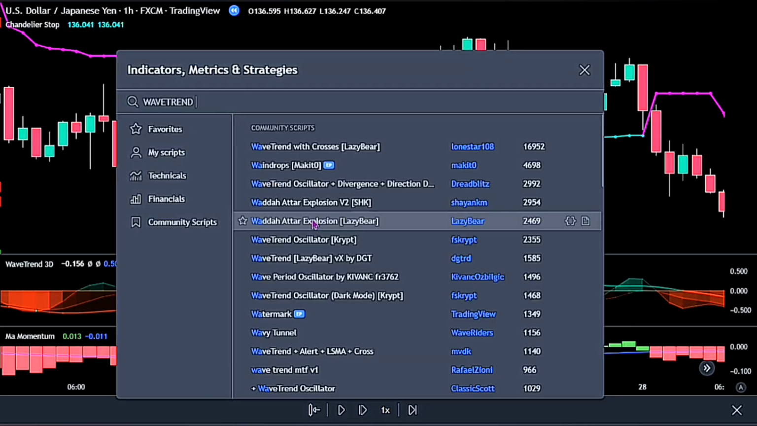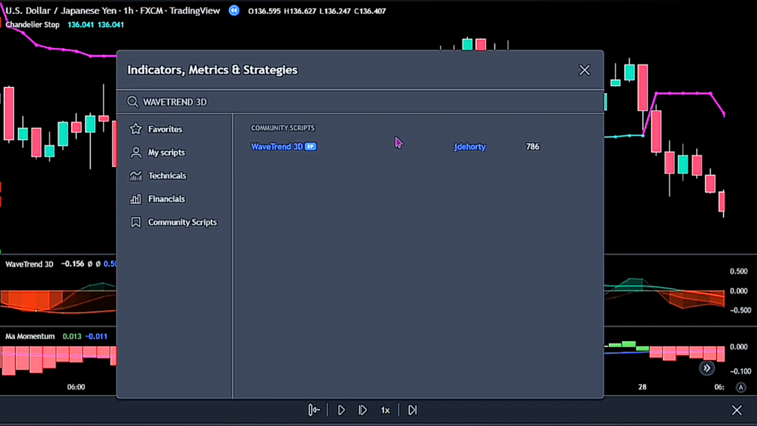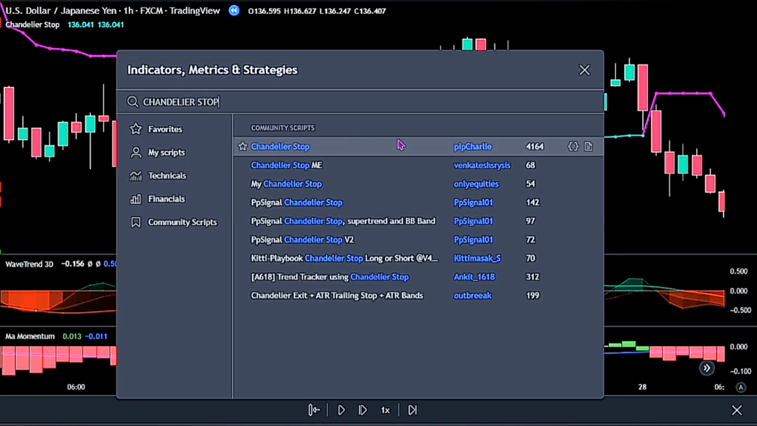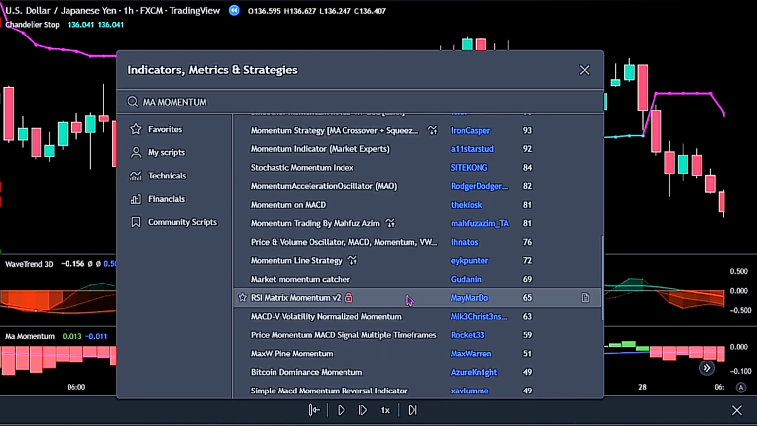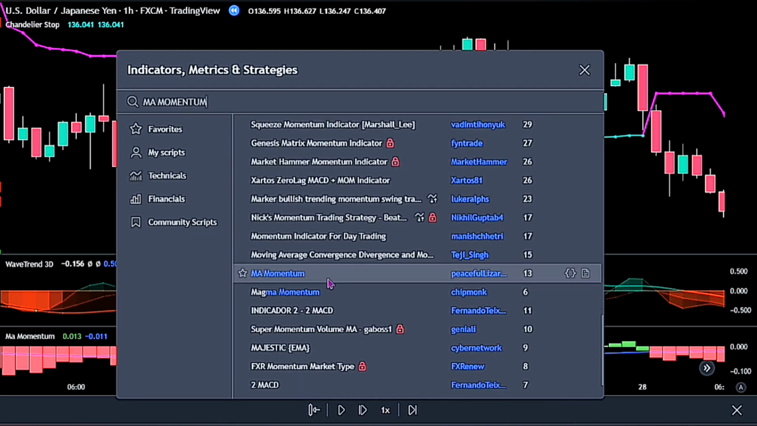For the first indicator, search for the wave trend 3D by Jdihorty. And for the second indicator, search for the chandelier stop, this one right here by Pip Charlie. And for the last indicator, search for the MA momentum. This one right here by Peaceful Lizard 50262.